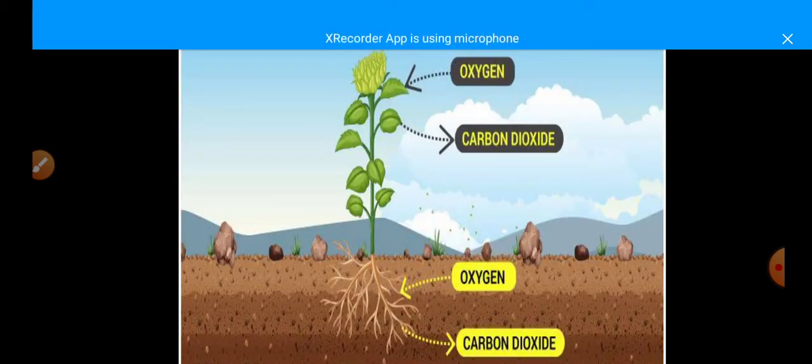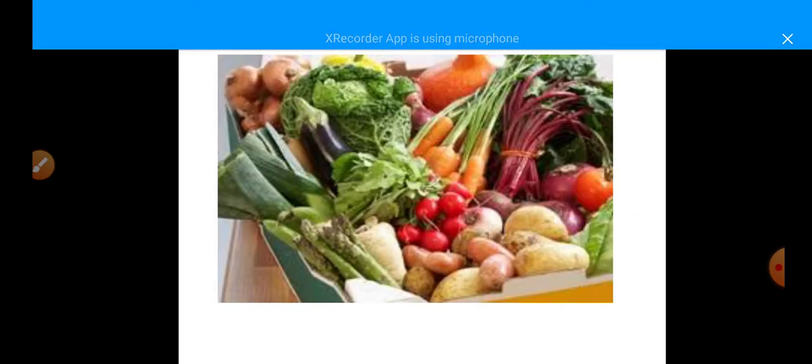Then you now find out that the carbon dioxide that we have passed out is taken in by plants while they pass out oxygen. So that makes it possible for us to give them carbon dioxide and they are able to give us oxygen. Do you understand? So that's why it's advised that we plant trees around us to make our cycle complete.